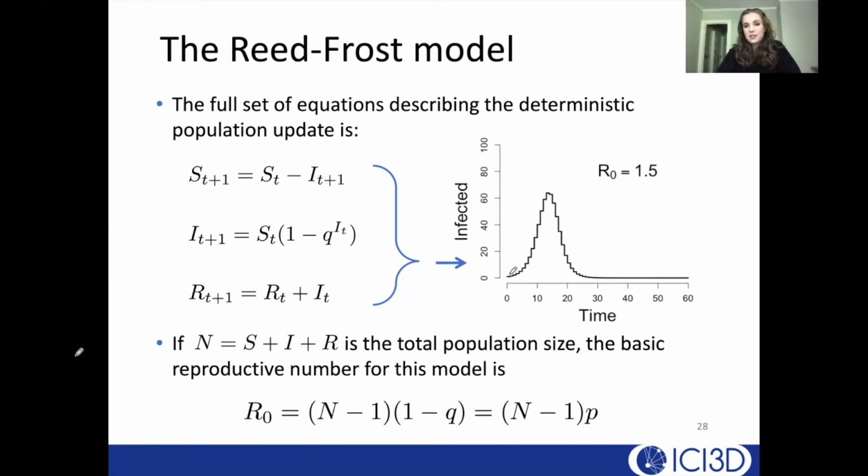So starting with this initial value and the parameters required for R naught to be 1.5, the probability of infection that results in R naught being 1.5 will always give this trajectory, as a result of being a deterministic model.